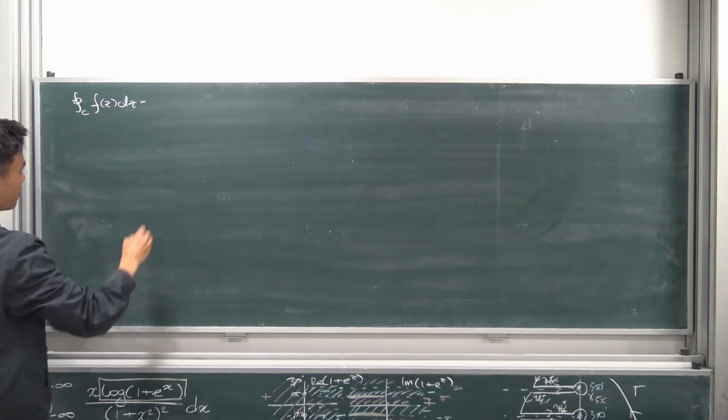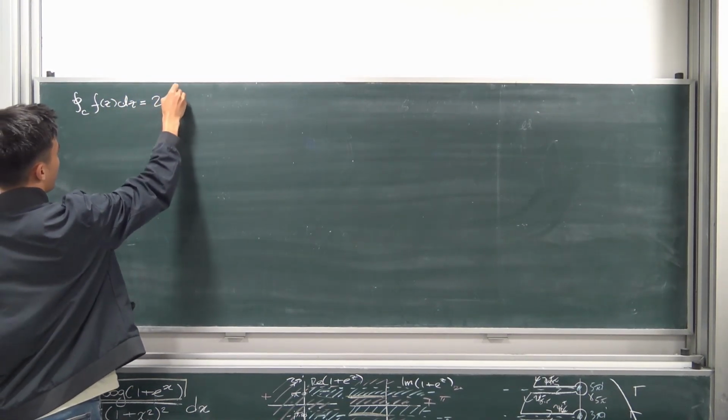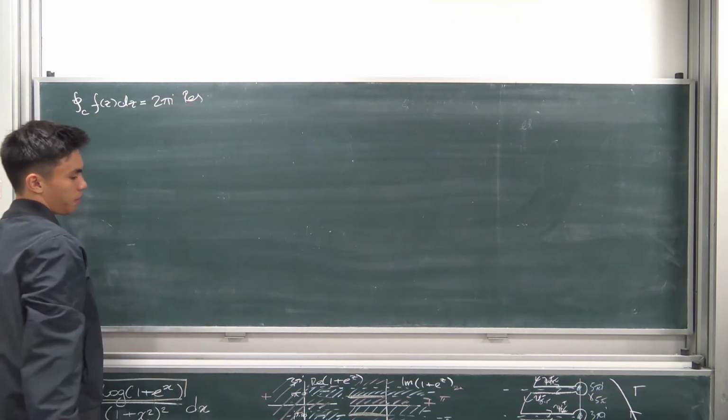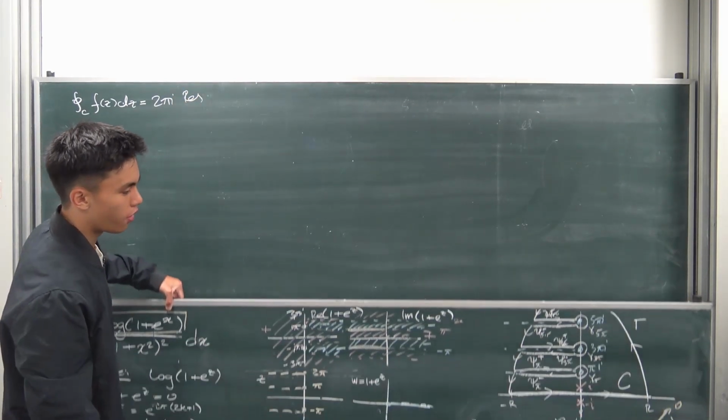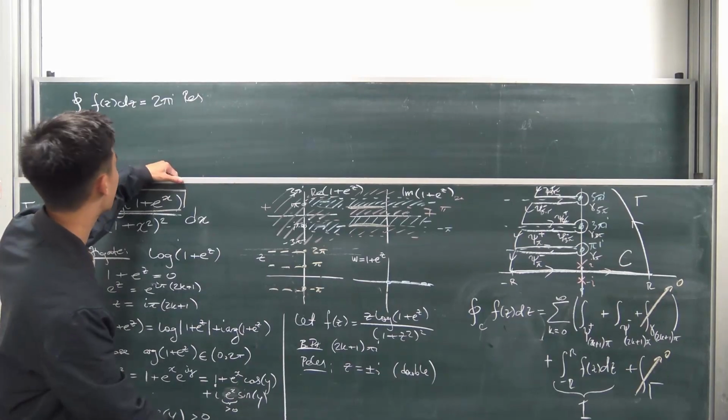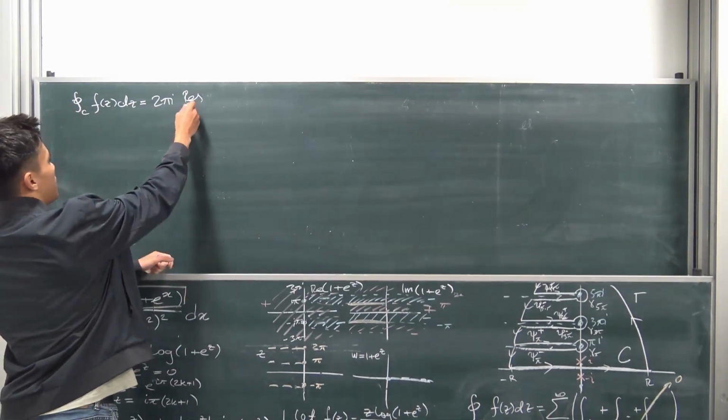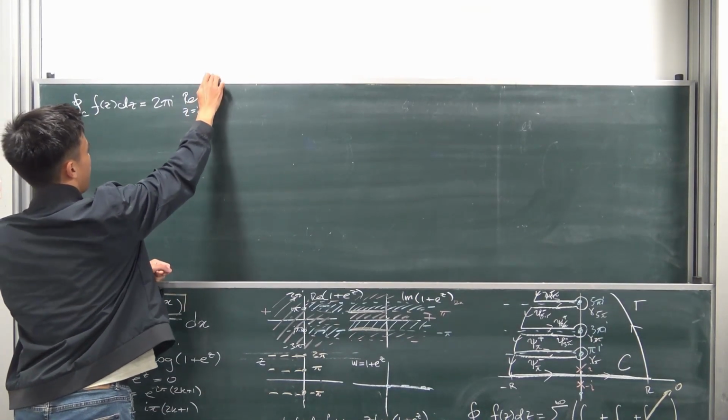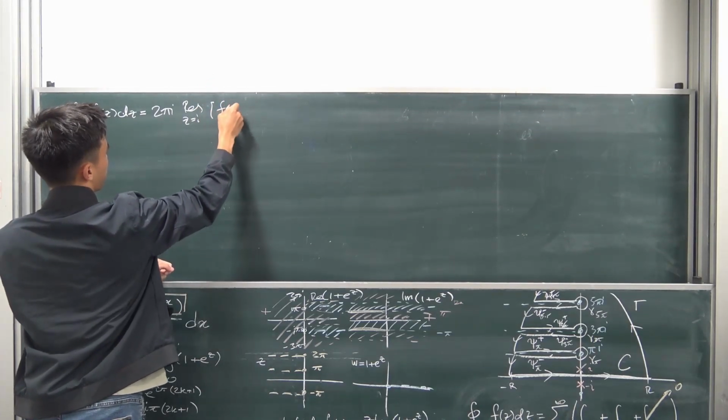What exactly is that going to be? That's going to be 2 pi i times the residue. And now we only pick up one residue because we are only going around that one pole at z equals i. So the residue at z equals i of the function f(z).